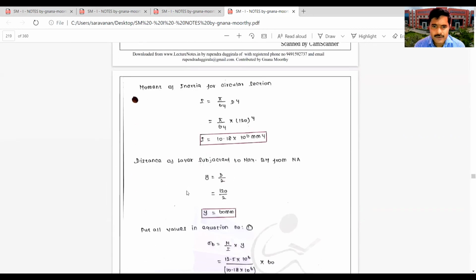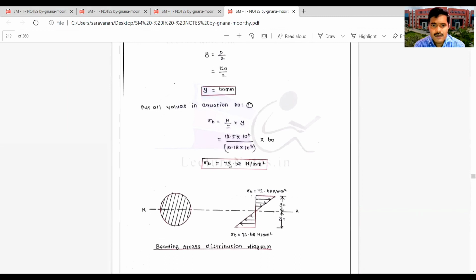And moment of inertia for the circular section, I equal to pi d power 4 by 64. So pi by 64 into d power 4, diameter given 120 in the problem, 120 power 4. So I value 10.18 into 10 power 6 mm power 4. And the distance of the layer subject to maximum bending from the neutral axis, y maximum, is equal to capital D by 2, 120 by 2, 60 mm. And with all the values now, sigma b equal to M by I into y, therefore M value 12.5 into 10 power 6 by I value 10.18 into 10 power 6 into y value 60.